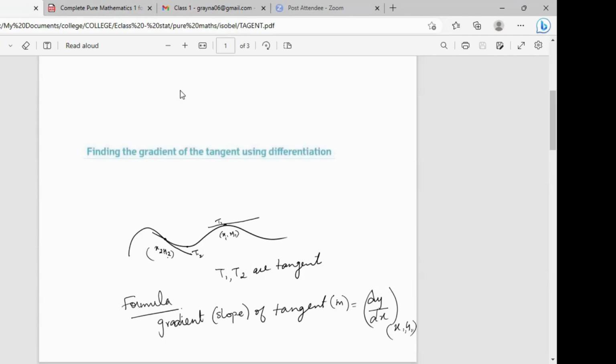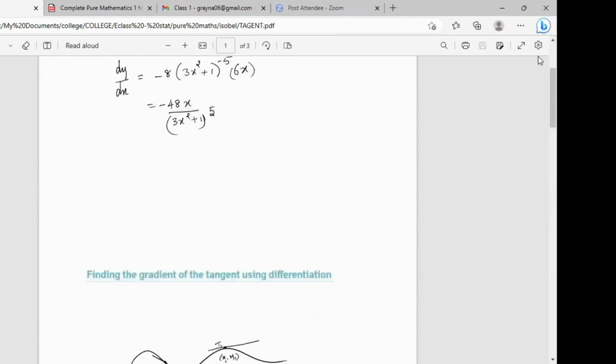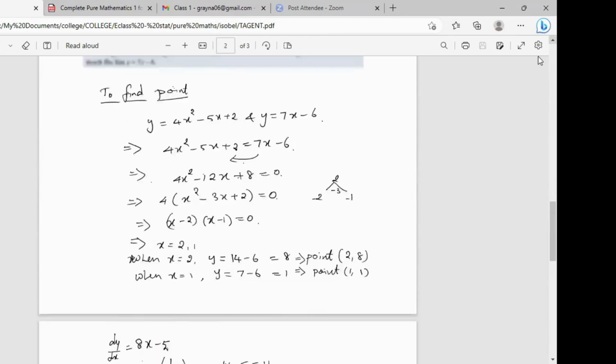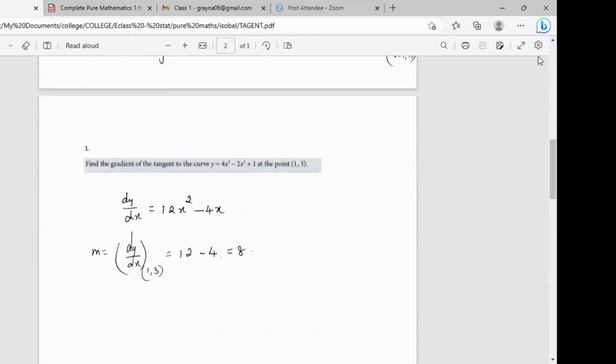The formula to find the gradient of the tangent is dy by dx at the point x1 comma y1. Here we solved one problem; two problems only we solved in this class. If they ask me for the gradient, then from that equation you want to find dy by dx.